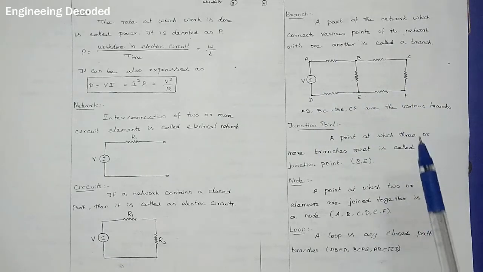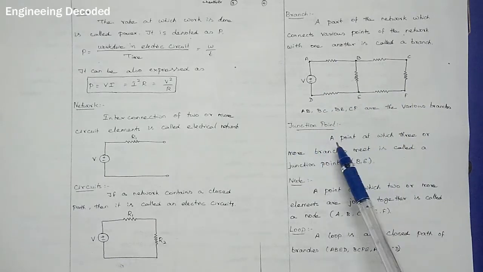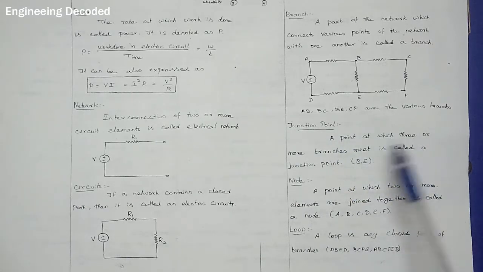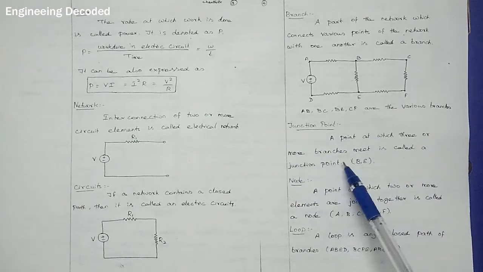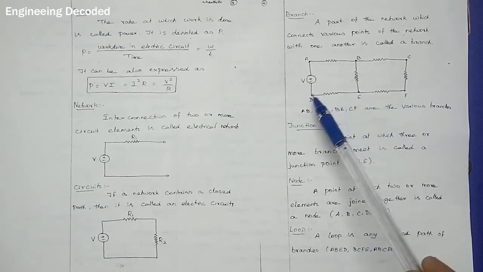Everything are branches. Next, junction point: a point at which 3 or more branches meet is called a junction point. So you can check this network.